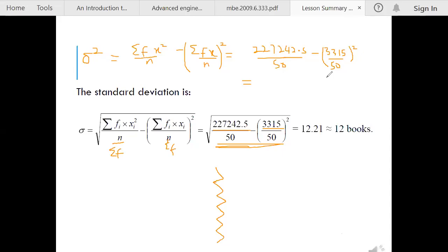So the answer is 66.3. That's for the 3315. 66.3. Okay, square. And this side, square root. This side, 67.41.